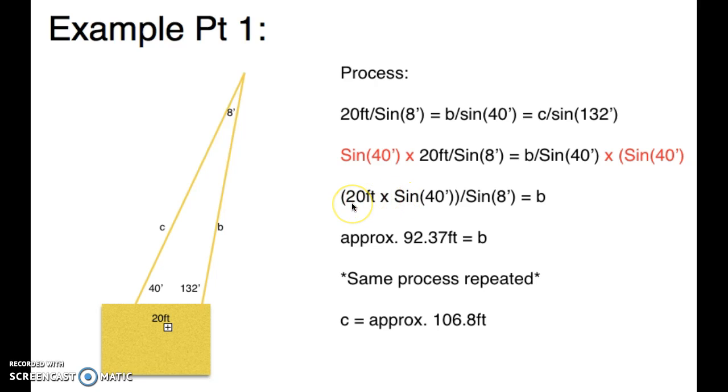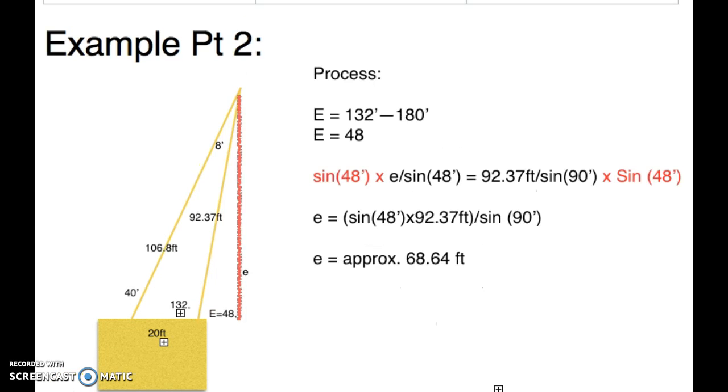This will give us approximately 92.37 feet, which is the length of B. Once the same process is repeated, we will get 106.8 feet for C. Now we can move on to the next part of the problem.